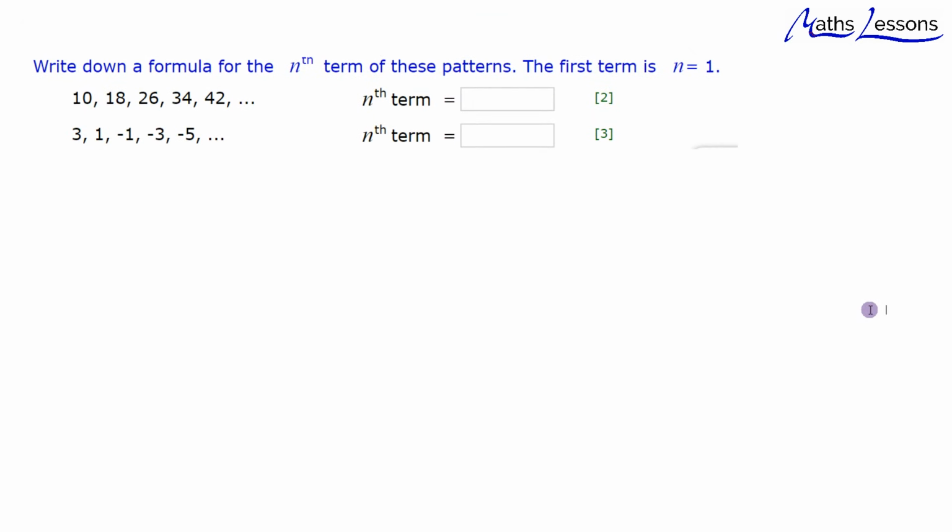Okay, we're now going to work out the formula for the nth term of these patterns. Actually, no, I'll give you 30 seconds to do this. Again, if you know how to do it, you can do it in 30 seconds.